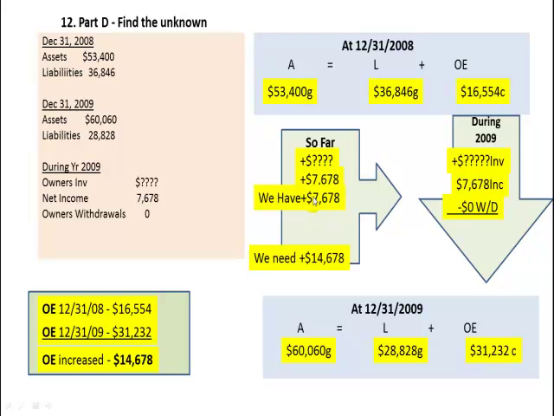So how do we get from what we've accounted for, which is 76.78, to 14,678? Well, the difference here is going to be how much the owner invested. It looks like the owner invested the difference, which would be $7,000. So that's our answer.